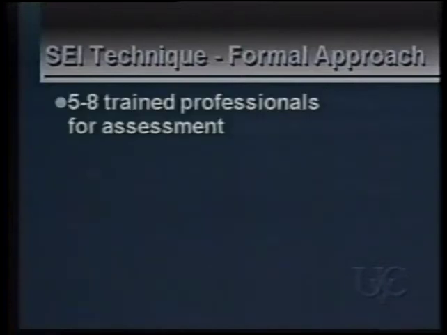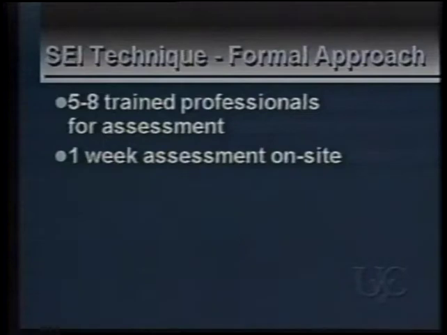The SEI assessment technique, in its most formal sense, has a number of steps that the SEI recommends that organizations use. Let me talk about those first, and then I'll tell you how we slightly modified this technique at Lumberja to give you some hints on what you might do. The SEI technique in its formal approach is to use 5 to 8 trained professionals that come on site to an organization for a week to perform the assessment.